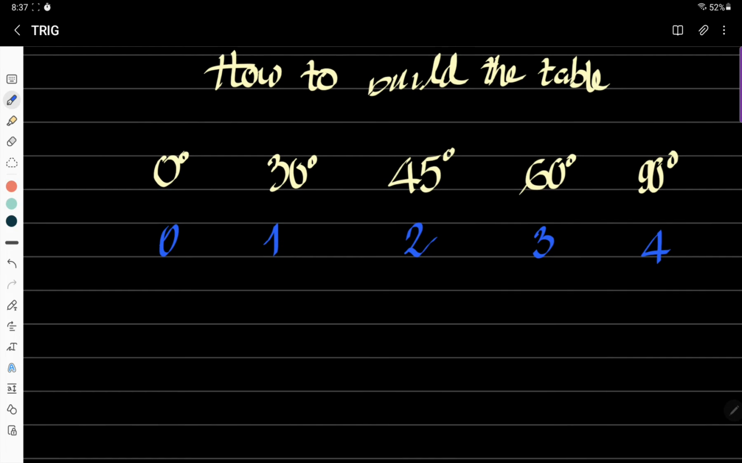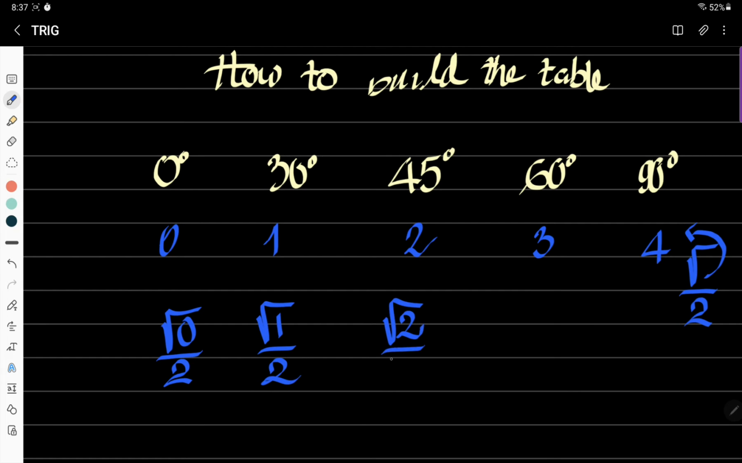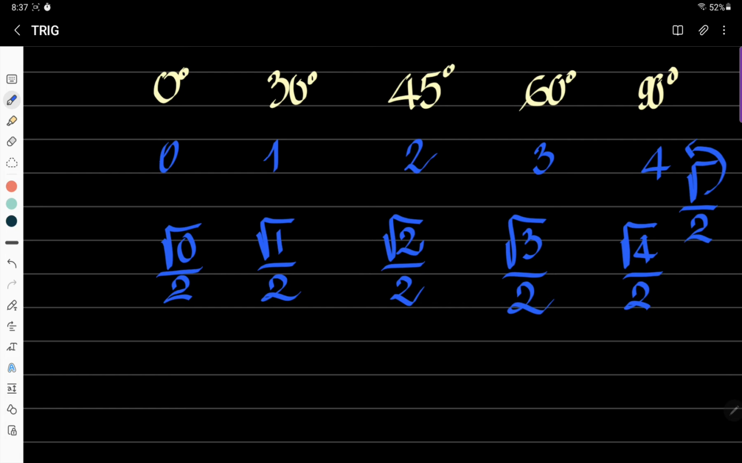Then we take the square root of these numbers and divide by 2. For example, the first one, I take the root of 0 over 2, root 1 over 2, root 2 over 2, root 3 over 2, root 4 over 2. I write it out, but for you, to save time, you don't have to do this. It's just explaining.